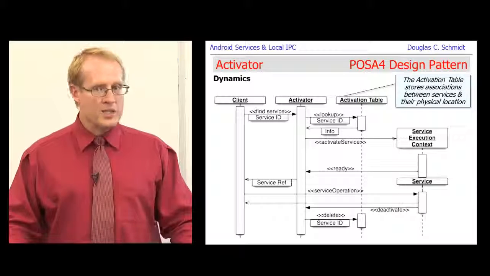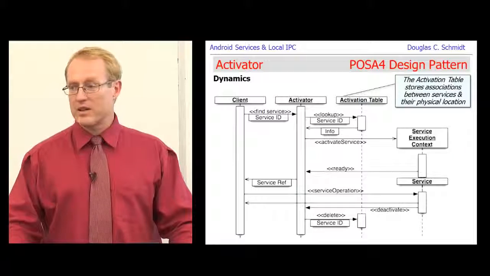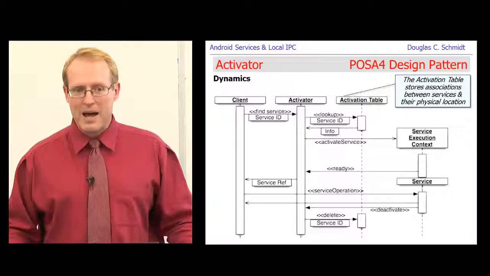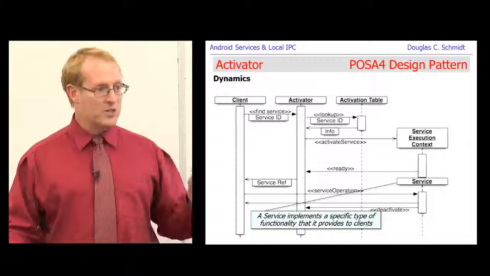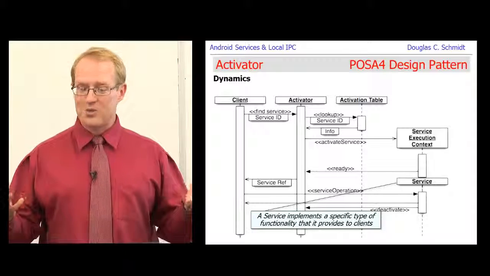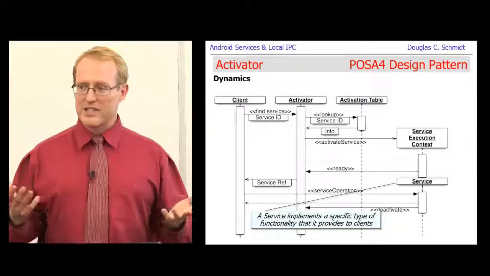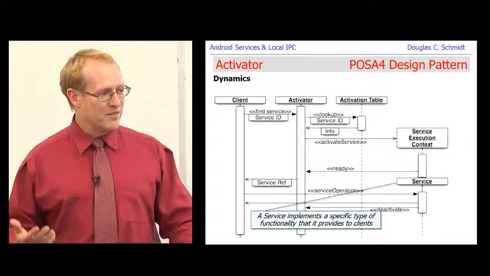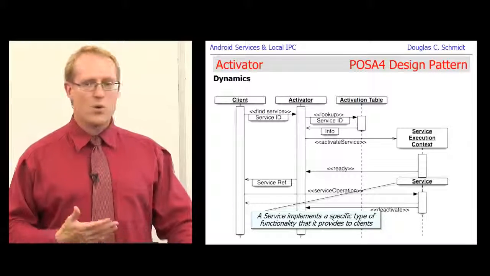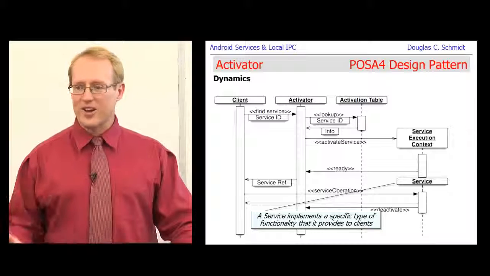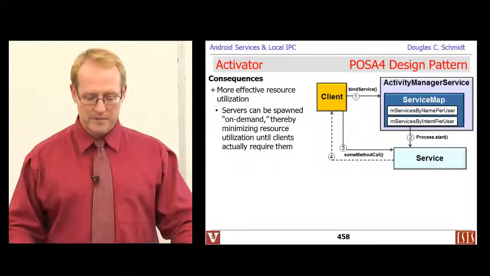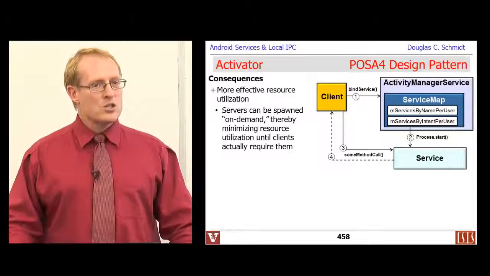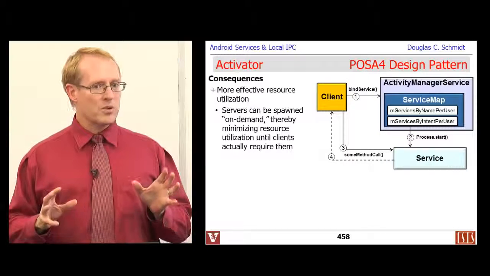The activation table is actually what keeps track of all this stuff. It's implemented in Android, as you'll see, as a map or several maps, a couple of different hash maps. And then finally, we have the service itself, which is the thing that does the work. In Android, that really is something called a service. In other environments, it could be a function call, or a procedure call, or a method call, or something that gets run in response to an invocation by a client. So that's a quick tour through the pattern.